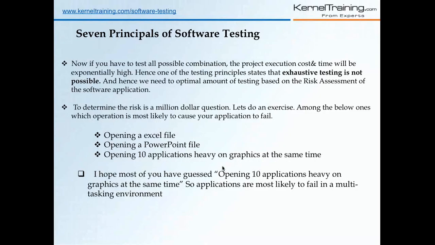Okay, so we have a deadline to release a particular product into the market, right? But as I just gave you examples, for a simple thing you might end up with scenarios which are humongous, which you may not be able to perform, which is humanly impossible to do, to run all the scenarios. So what do we do in these situations? We have to do an optimal level of testing based on the risk assessment of the software application.